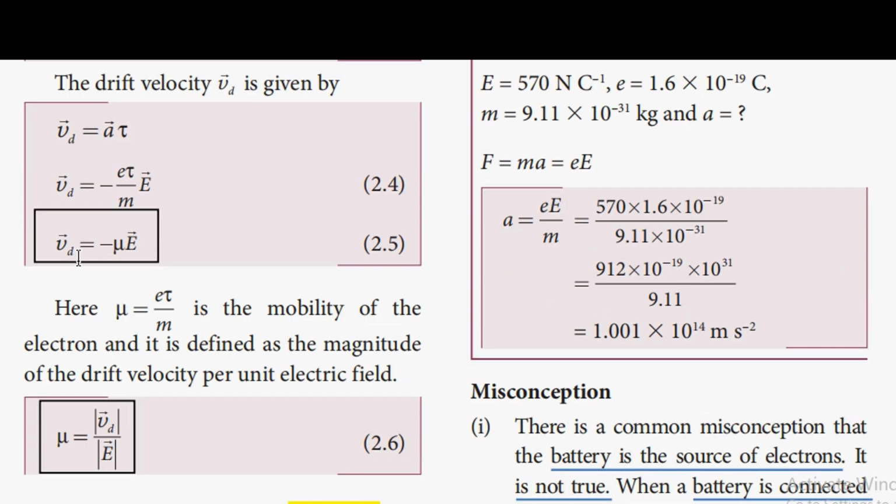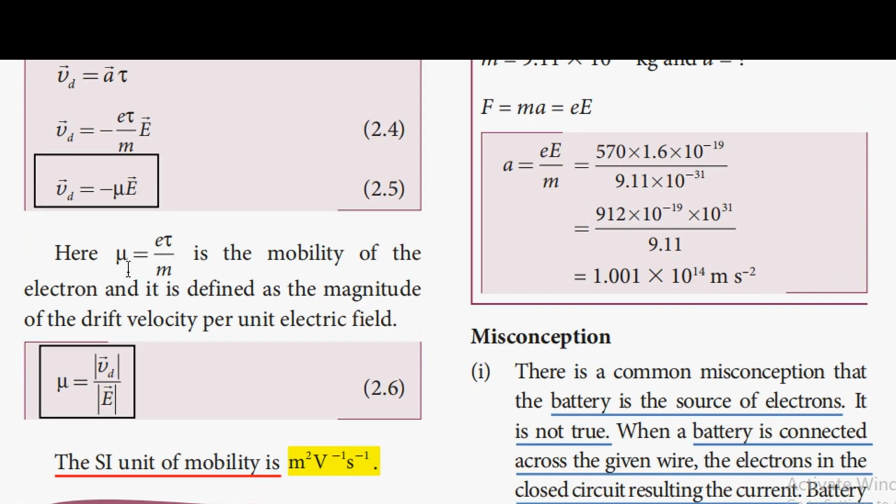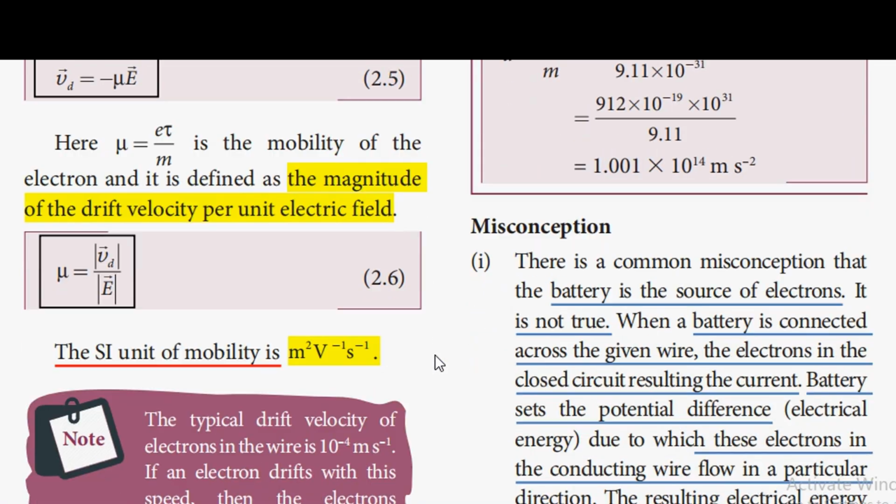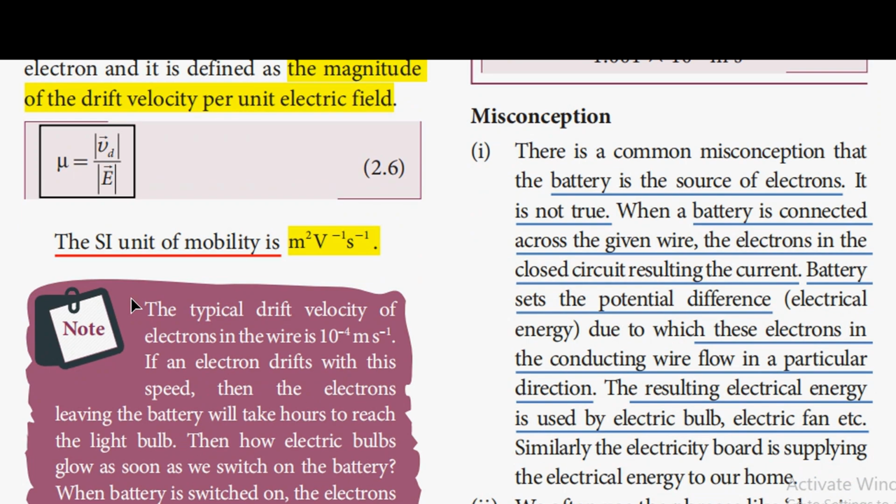So the drift velocity is given by minus mu E, where this letter mu is given by e tau by m, and that is called the mobility of the electron, and it is defined as the magnitude of the drift velocity per unit electric field. So the expression for mu is given by Vd by E, and the SI unit of mobility is m squared V power minus 1 s power minus 1.